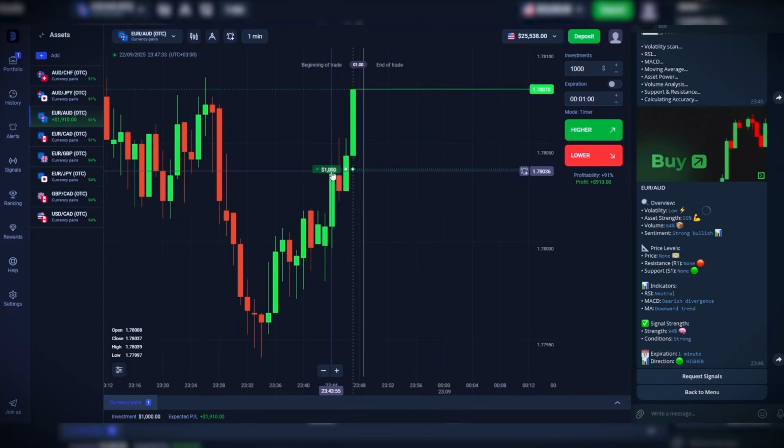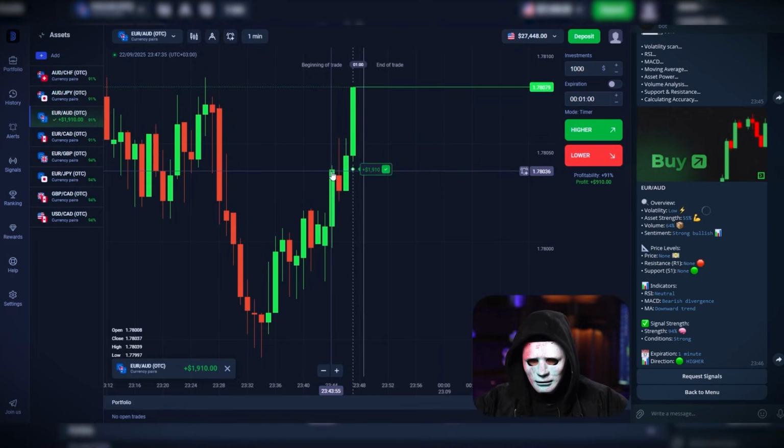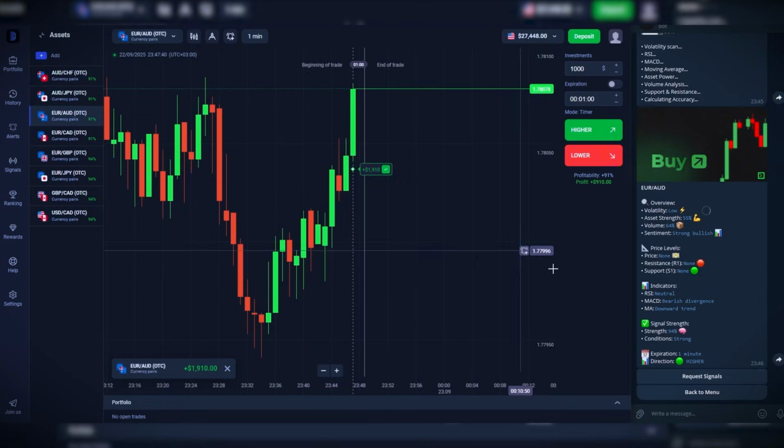Look at how sharply we went up right after I entered the trade. That's plus $1,910.